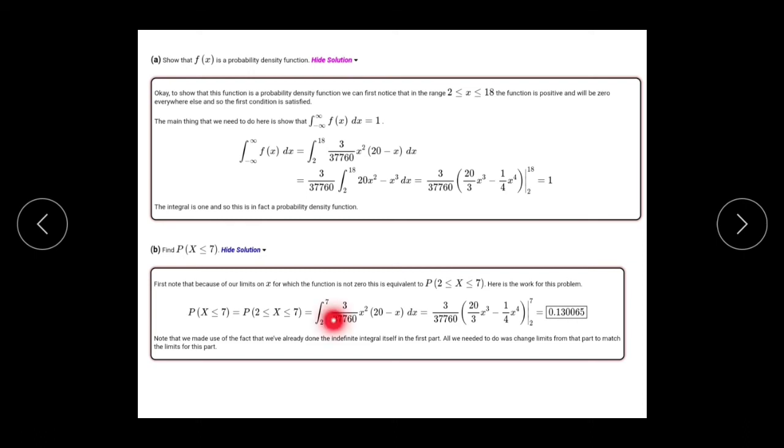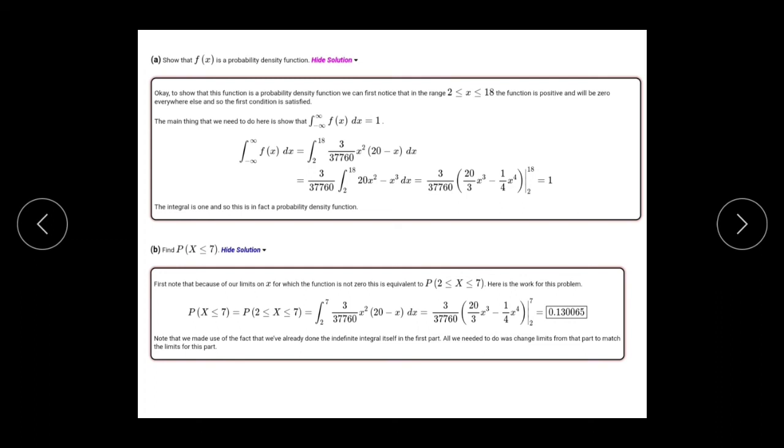So find the probability that x is less than or equal to 7. So katulad ng ginawa natin kanina, papalitan lang natin yung limit. Ngayon, gagamitin natin is from limit from 2 to 7. So with this equation, pwede natin ilabas yung 3 over 37,760. Tapos yung x squared dito, i-distribute natin sa 20 minus x. So integrating, we will have 3 over 37,760 quantity 20 over 3 x cubed minus 1/4 x to the 4th evaluated from 2 to 7.